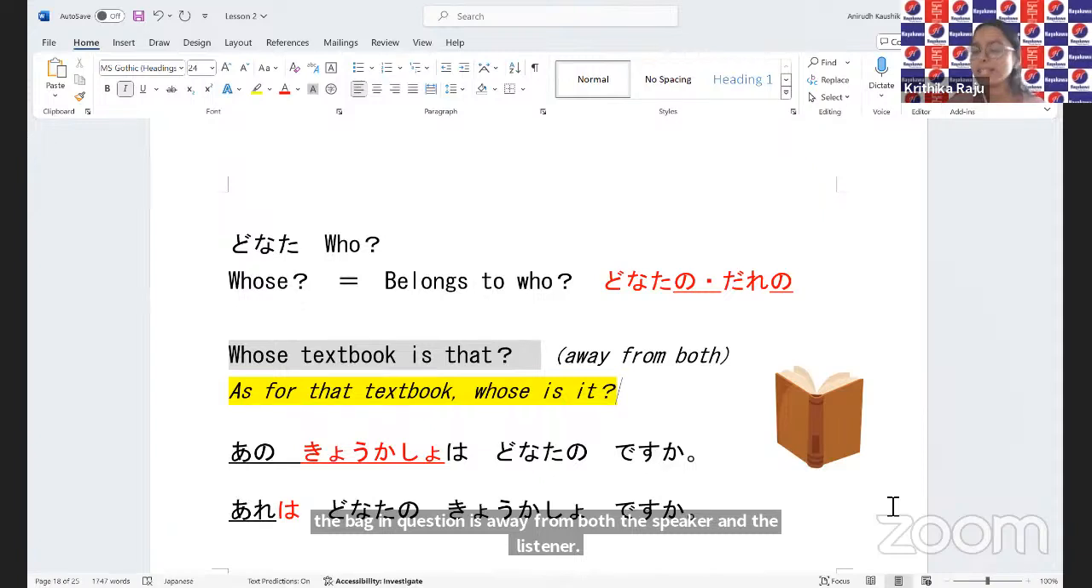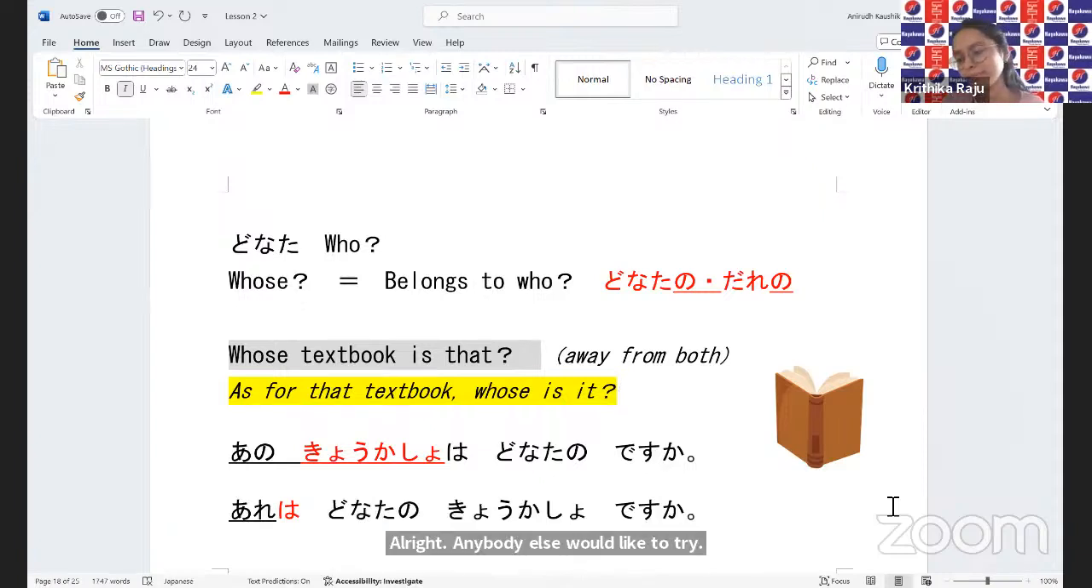I can try. Yes, Pranav-san, go ahead. Ano kagi wa dare no desu ka? Very good. Now, who can tell me what is the object that Pranav-san is indicating and talking about? Pranav-san, once again, can you repeat the sentence? Ano kagi wa dare no desu ka?